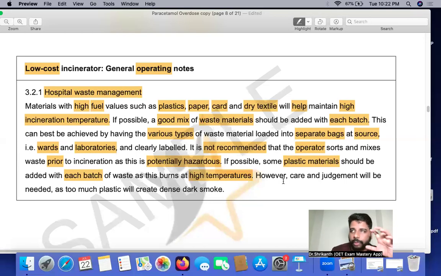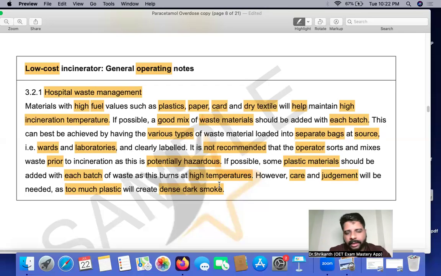And finally, they're telling, however, plastic is highly flammable, right? So care and judgment will be needed, as too much plastic, which is a very high fuel value source, will create dense, dark smoke. So like this, we have read the entire text over here. Now, purpose type questions are basically inference questions. Inference basically means the answer will not be here.